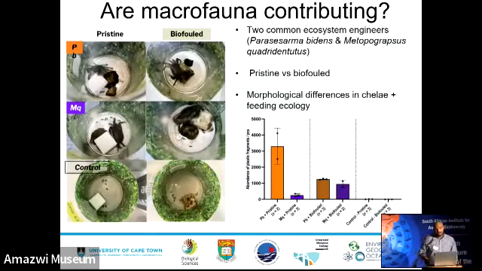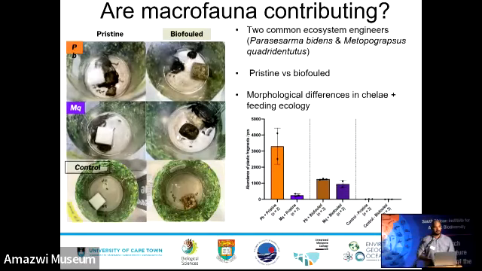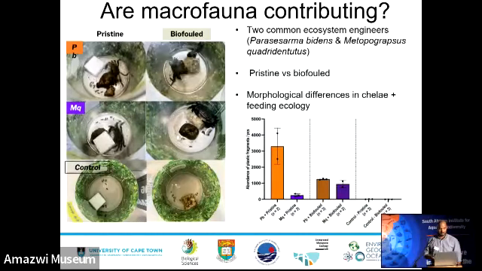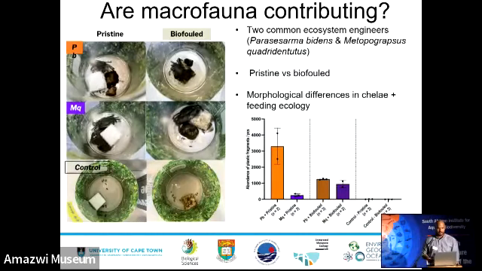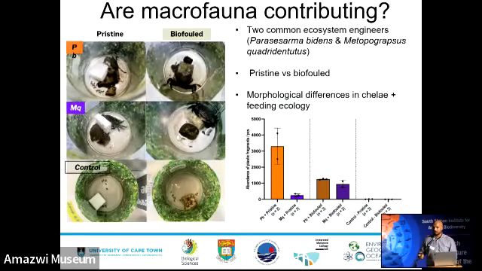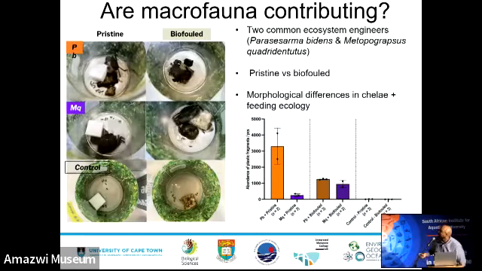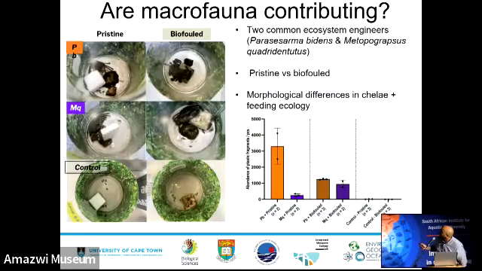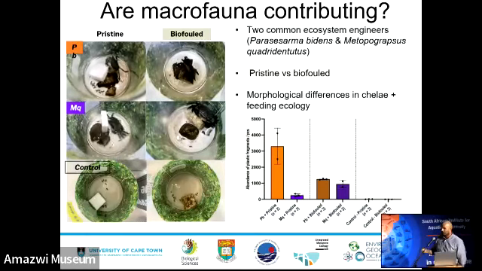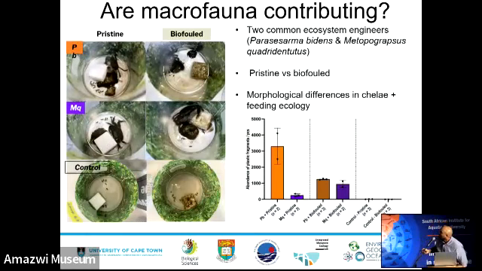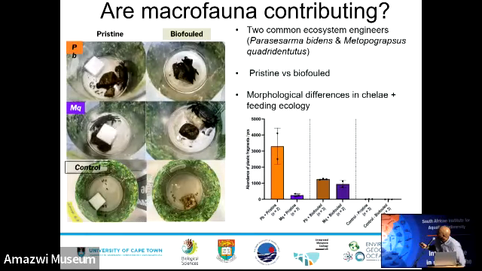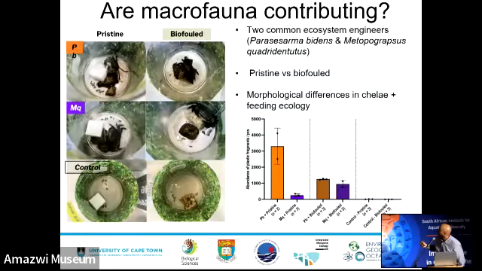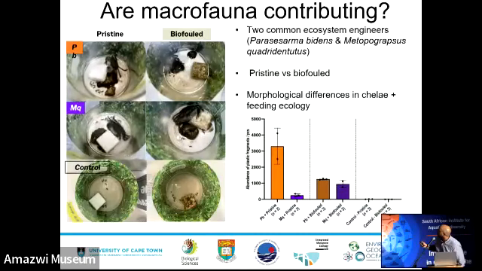The answer is yes. We set up an experiment to find out if two common ecosystem engineers, namely Parasesarma bidens and Metaplax quadridentatus, are interacting with plastics, and if they are fragmenting plastics to a point where they're contributing to the microplastics. So we gave them pristine blocks of polystyrene, as well as biofouled blocks of polystyrene, and saw how they got on over 7 days. What we found was there was a propensity for Parasesarma bidens to interact more with the pristine blocks, and it fragmented more microplastics than with the biofouled blocks.